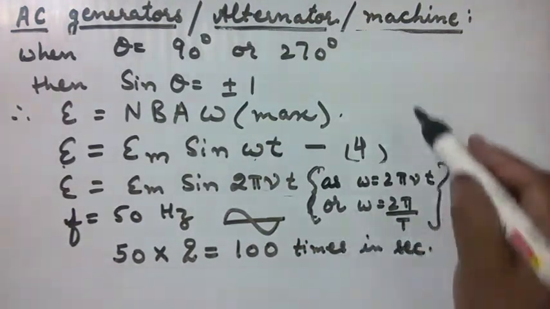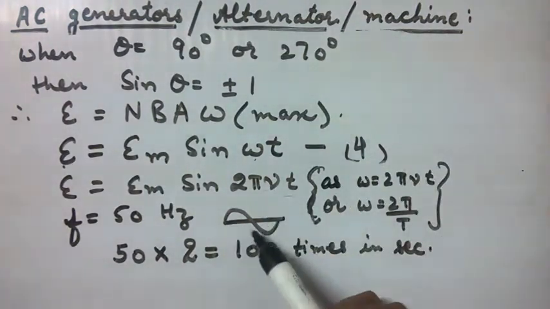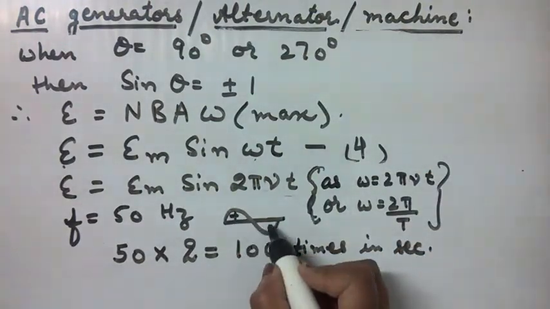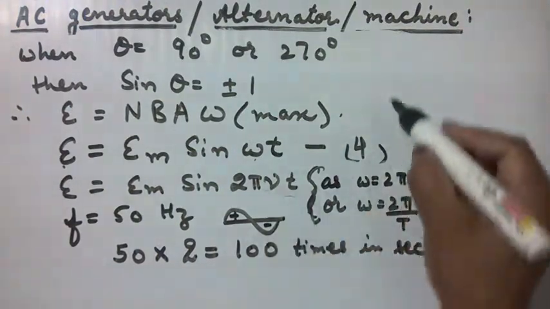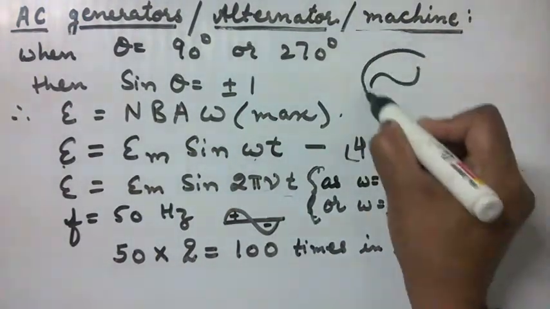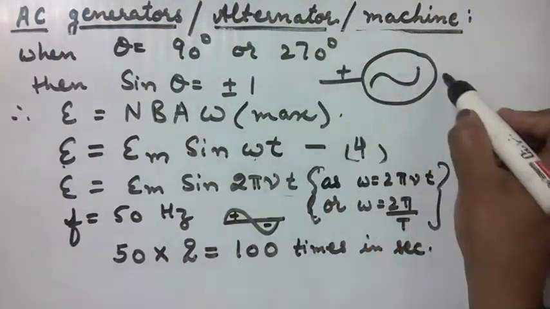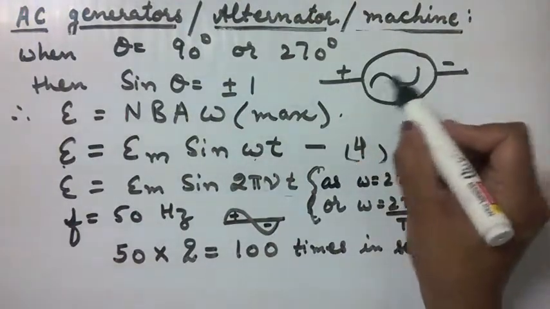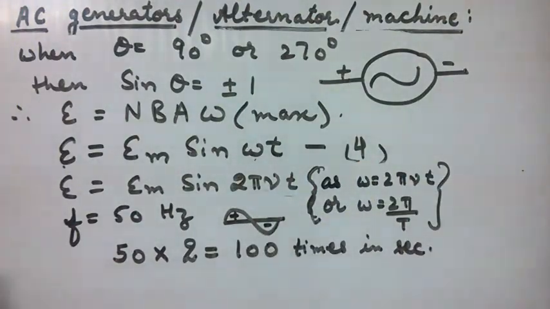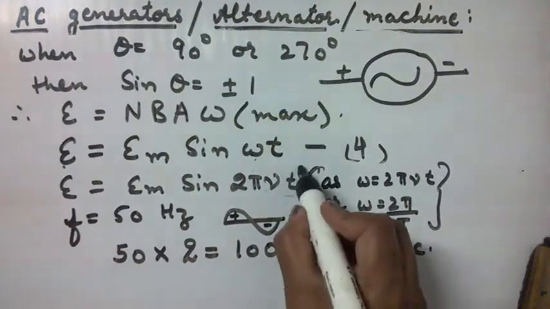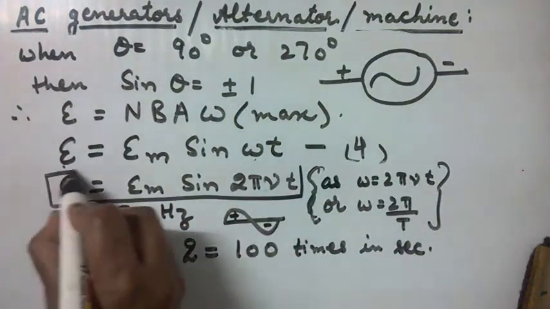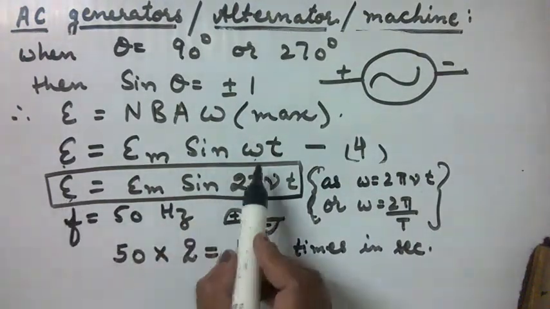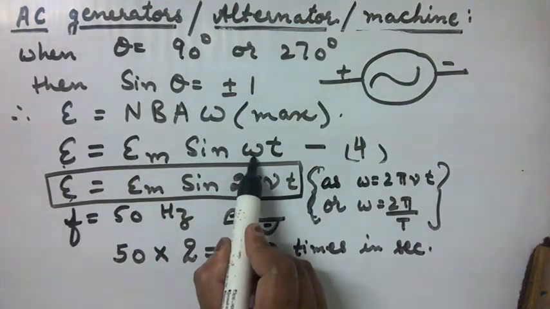And we cannot fix the polarity of alternating current as it changes its polarity after every half cycle. So we cannot say that this is alternating current and this is its positive end and this is its negative end always, as it changes its direction after every half cycle. Now this is the equation in terms of frequency, instantaneous induced EMF, and in terms of angular frequency.